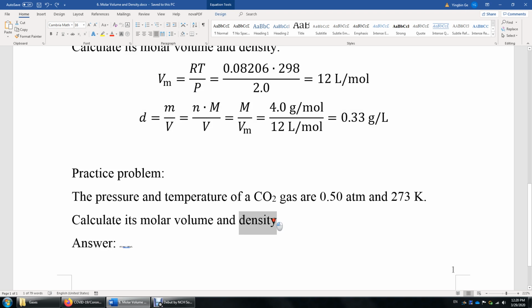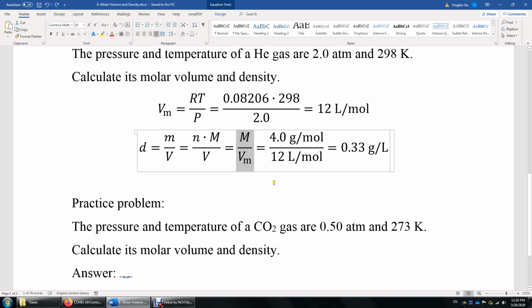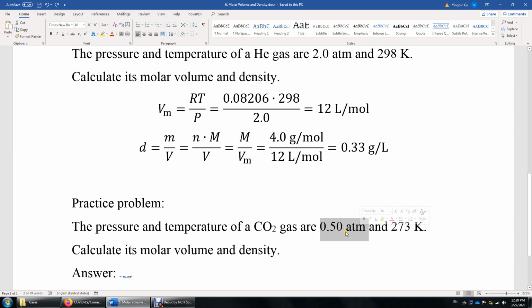How do we calculate the density? Again, we use molar mass divided by molar volume. But there's one more hint. Look, the pressure here is only 25% of this pressure. Therefore, maybe the volume is 4 times as big as this one, 48. However, this temperature is a bit lower than this temperature. So the molar volume probably should be a little bit smaller than 48.